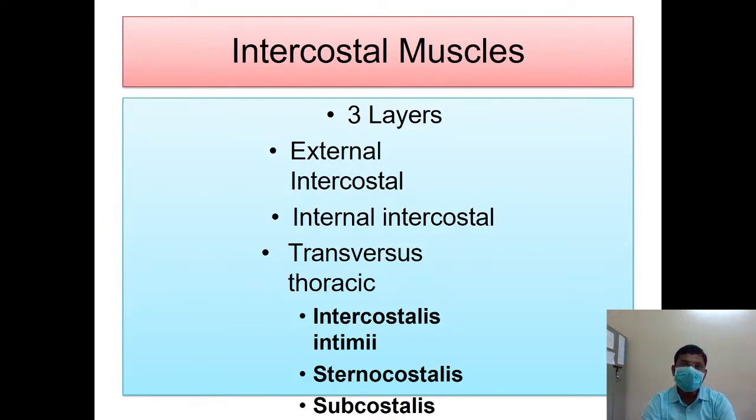Now coming to the intercostal muscles, they are present in 3 layers: the external intercostal, the internal intercostal, and the transversus thoracis, which is composed of the intercostalis intimae, sternocostalis, and subcostalis. Please remember, the intercostal muscles are present in 3 layers. The first, outermost layer is the external intercostal muscle. The inner layer is the internal intercostal muscle, and the innermost one is composed of the transversus thoracis, which has 3 muscular units: the intercostalis intimae, sternocostalis, and subcostalis.